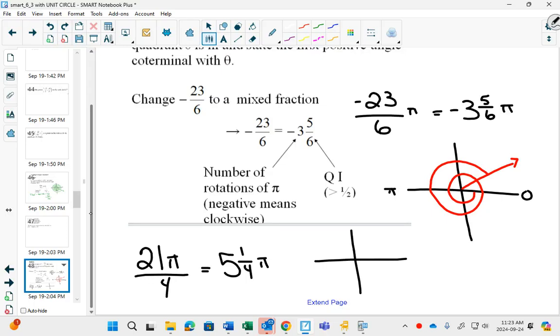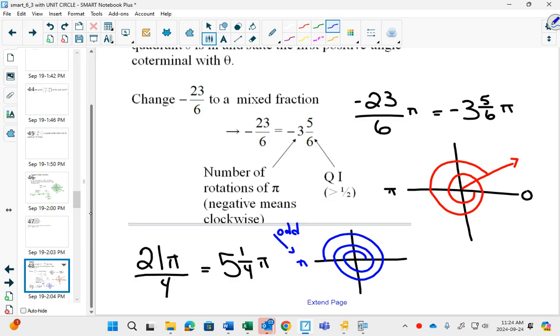And you're very quickly going to see a pattern. If it says 5, well, here's my pi. This would be 1. All the way around is 2. This would be 3. This would be 4. 5 is going to end on the negative x-axis. Does it make sense that any odd number is going to end on the negative x-axis?